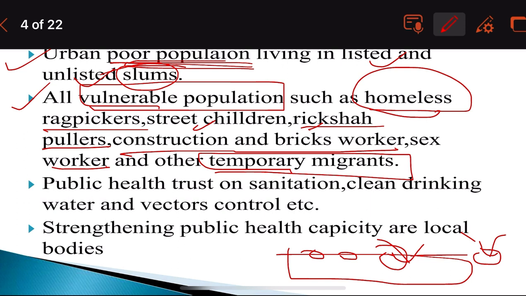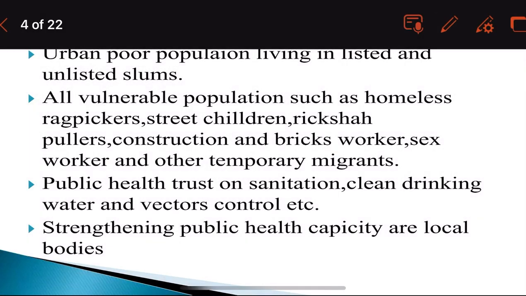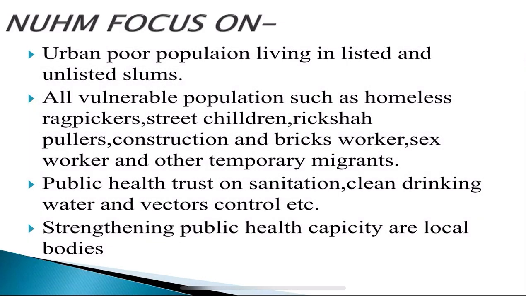So we have some temporary migrants from other areas, such people who have temporarily migrated from rural areas to urban areas for employment, to earn. Such people are the temporary migrants. We have to provide quality health access to them. So we see the urban population focus is on the homeless rag pickers, street children, rickshaw pullers, construction and brick workers, sex workers and temporary migrants.